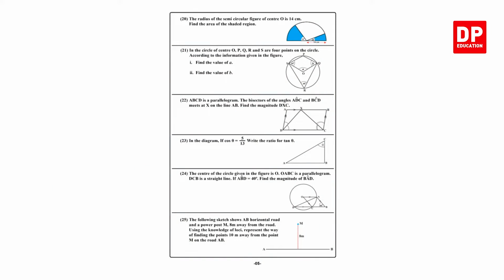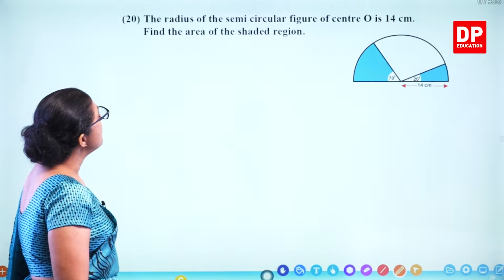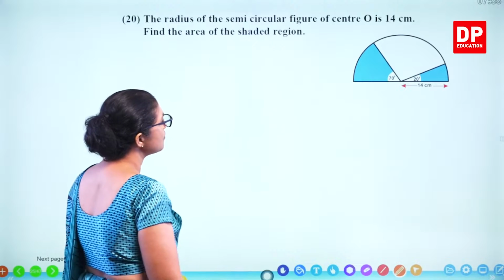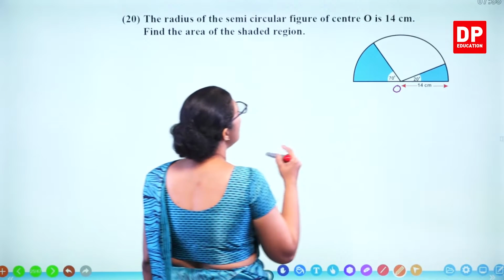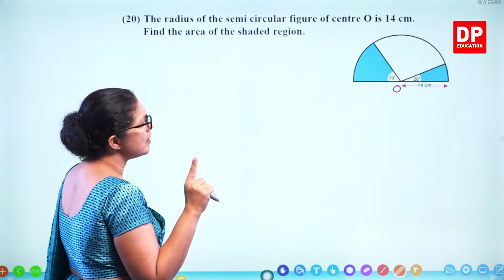Now you can try 20 to 25, the last 5 questions. Question number 20. The radius of the semicircular figure of center O, this is center O, is 14 centimeters. Find the area of the shaded region.